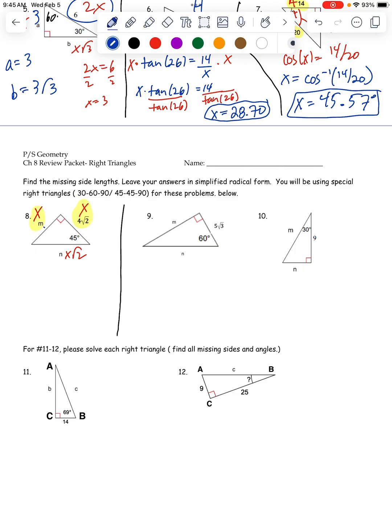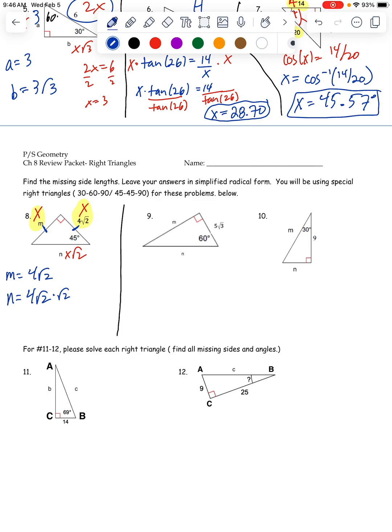Remember, in a 45, 45, 90, no matter what, these two sides are going to be the same. So m is 4 root 2. It's the exact same. The legs are always congruent. N is a little bit different. N is x root 2. Well, my x value is 4 root 2, and then I multiply that by root 2.